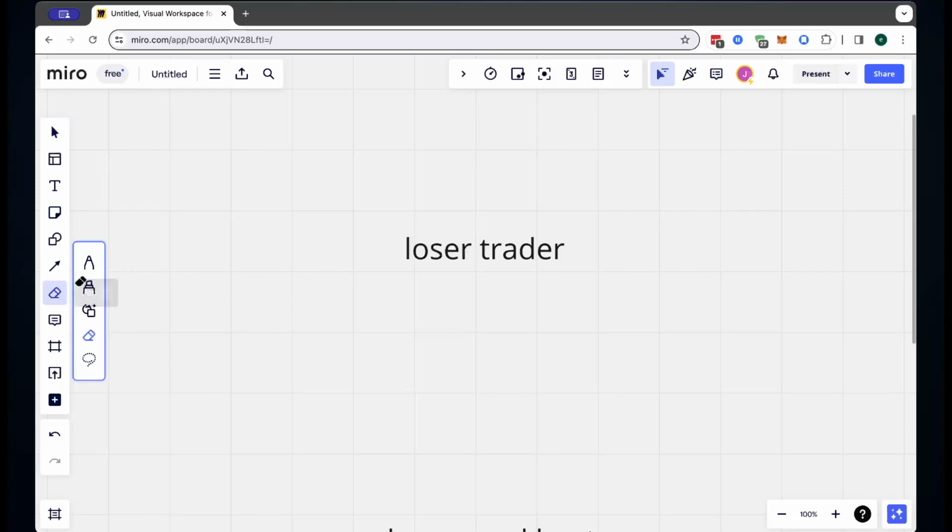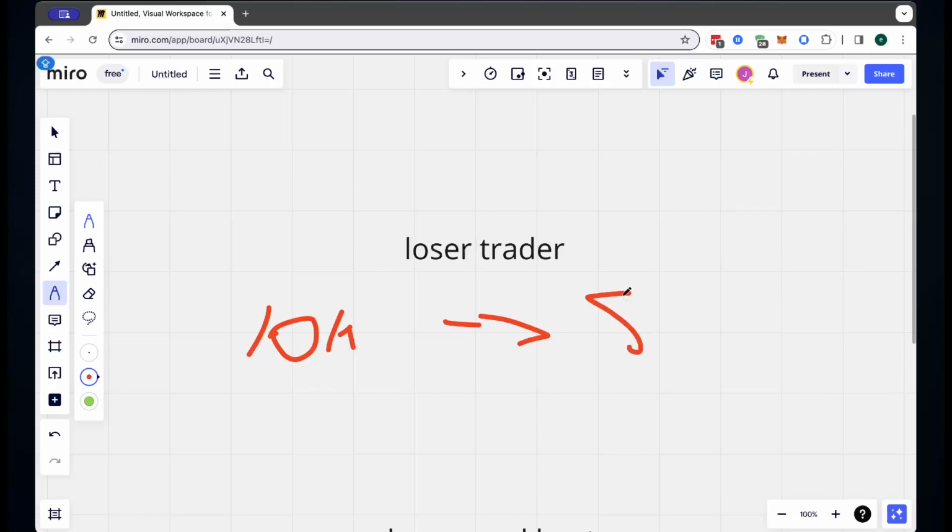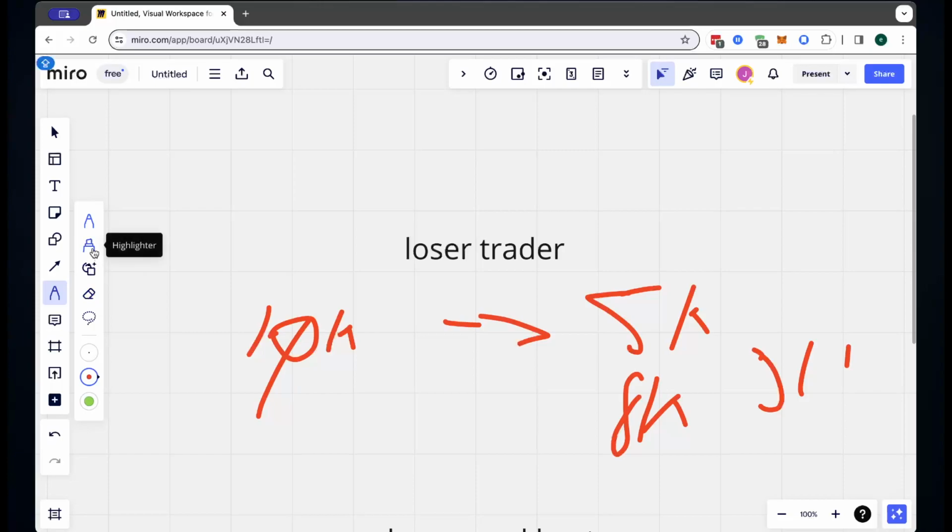So let's say he started with 10K. After a while, he will have 5K, or 8K, doesn't matter, or 3K. Or he will go bust, and we lose all the 10K. That's a loser trader. Now, why is a loser trader a loser trader?